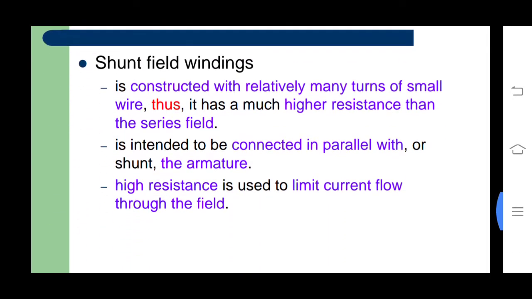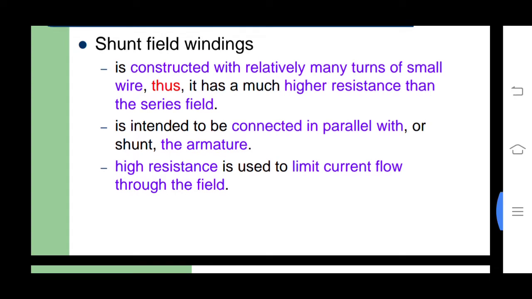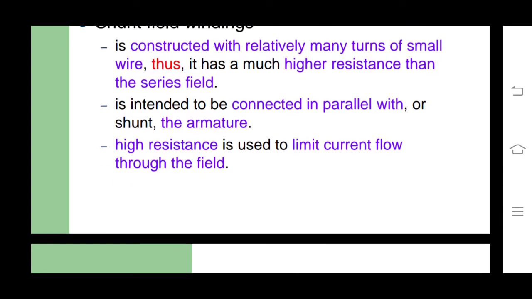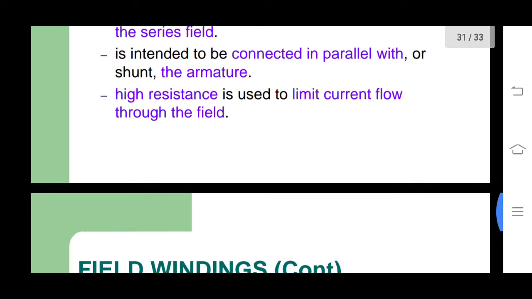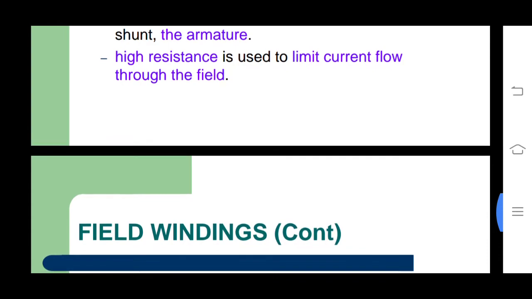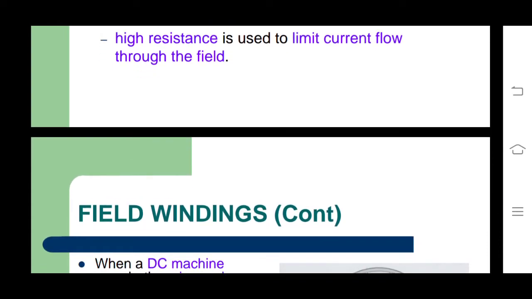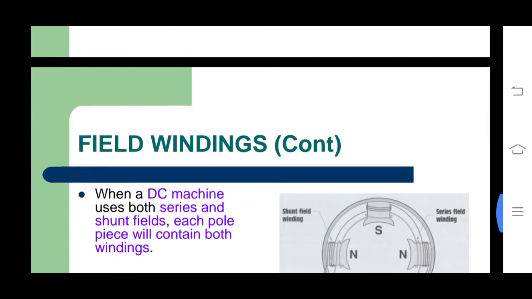Field windings. The shunt field winding is constructed with many turns of small wire. Thus, it has a much higher resistance than the series field. It is connected in parallel with the armature. The high resistance is used to limit the current flow through the field.